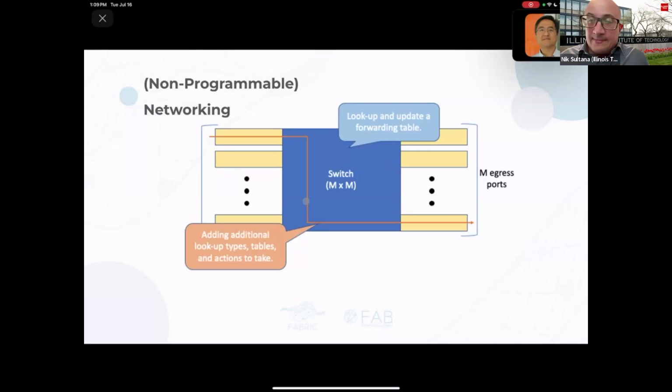And what happened over time is that the degree of the lookups and the type of updates and the type of computations that people sought increased. There's that saying, give someone an inch, and you know what they'll take.